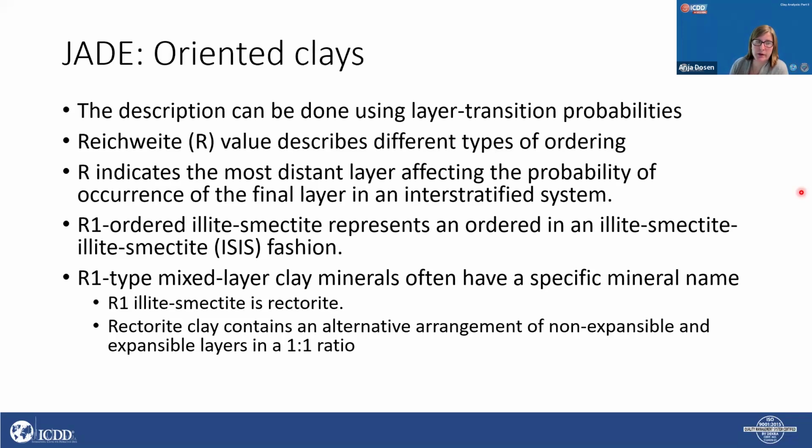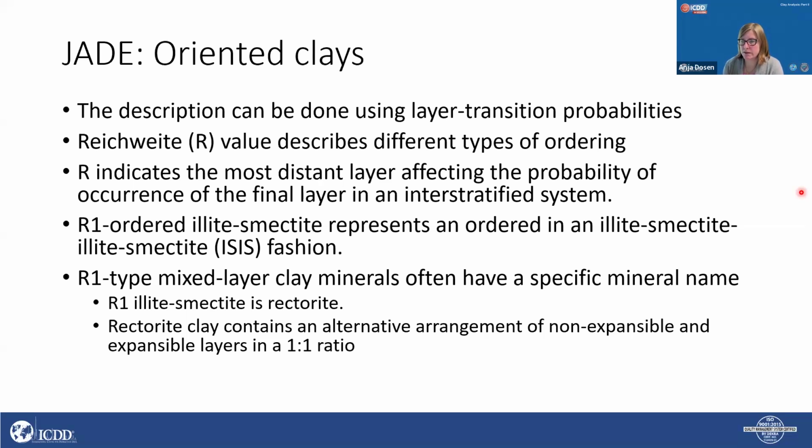I was talking about layer stacking before. So we have the R value, Reichweite value, that describes different types of ordering. Now the R value indicates, this is what's a bit abstract, the most distant layer affecting the probability of the occurrence of the final layer in an interstratified system. So, as I said, abstract.